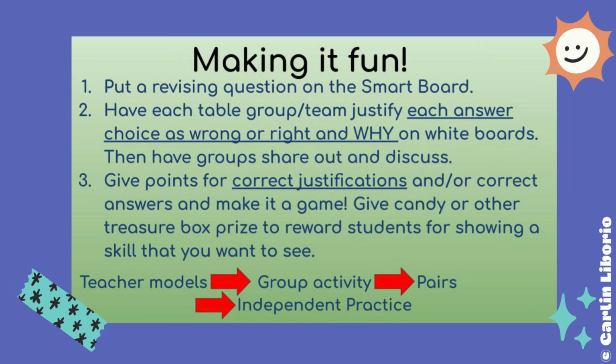So here's something you could do to make it fun. You could put a revising question on your smartboard, on your projector. You could have each table group or each team or each partner group justify why each answer choice is wrong or why it's right, and they have to tell you why on their whiteboards or in their notebooks. Then you can have groups share out before you reveal the answer and discuss it. Then give points for students that are correctly justifying. You could also give points for correct answers and make it a game.